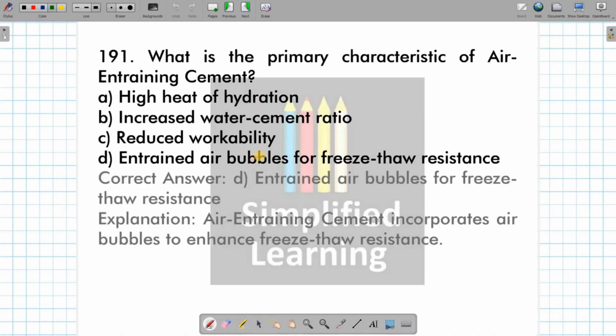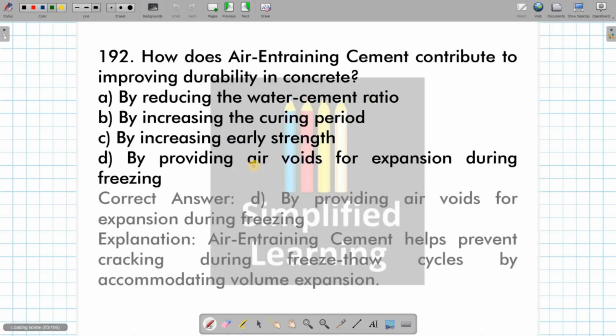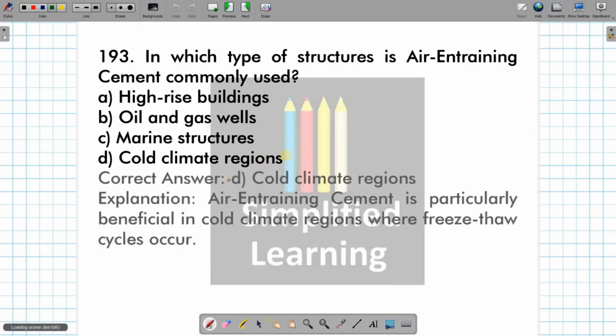See, air entraining cement is used in colder climates. Thereby the answer is entrained air bubbles for freeze-thaw resistance. Freezing and thawing resistance is incorporated by entraining air bubbles. And how does air entraining cement contribute to improving durability in concrete? It provides air voids for expansion during freezing, and those same air voids are utilized when the concrete is thawing. Thereby the correct answer is by providing air voids for expansion during freezing and thawing.